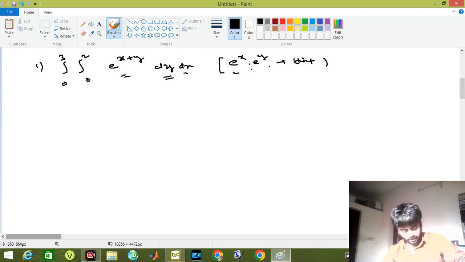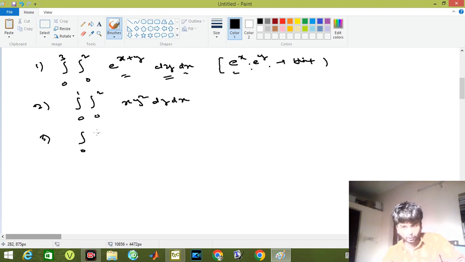The second problem is the double integral 0 to 2 and 0 to 1, of x y square dy dx. This you have to do, and the third problem is in terms of a and b. Integral 0 to a, integral 0 to b, of xy into x minus y, dx dy.